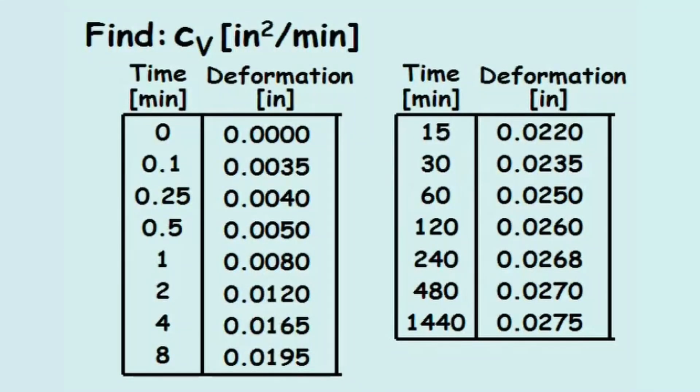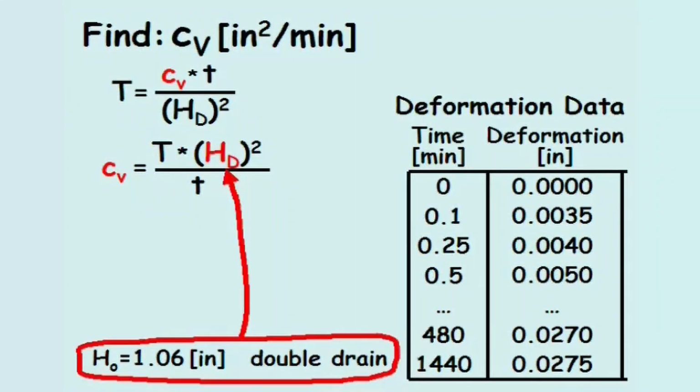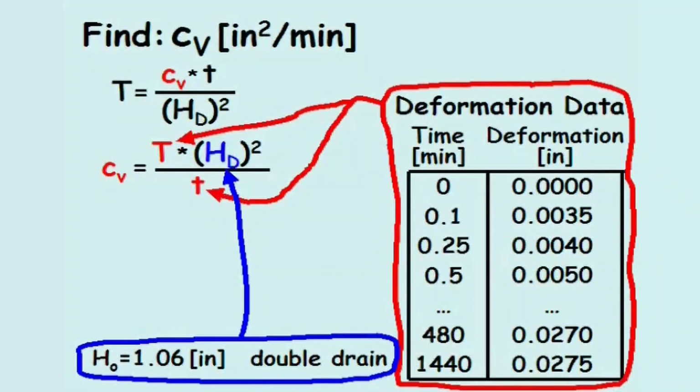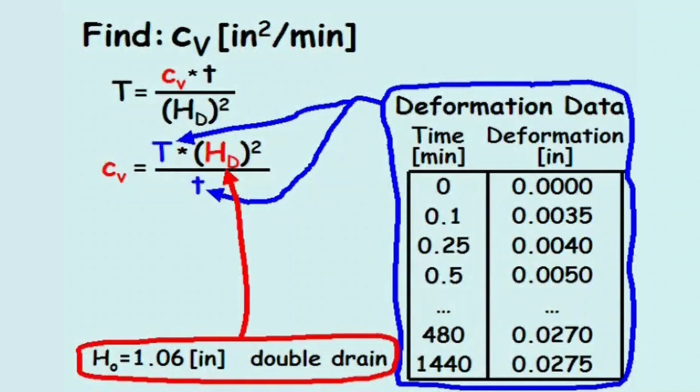The entire set of deformation data is listed here. The general equation for the time rate of consolidation is solved for the consolidation coefficient, C sub v. We'll use the soil data to determine the drainage height and the deformation data to determine the time factor, big T, and the duration of settlement, small t. Let's solve for the drainage height first.